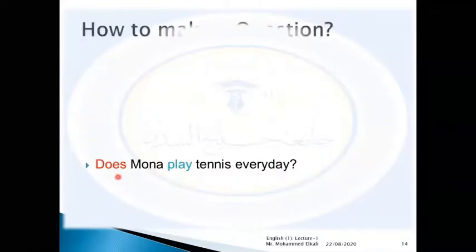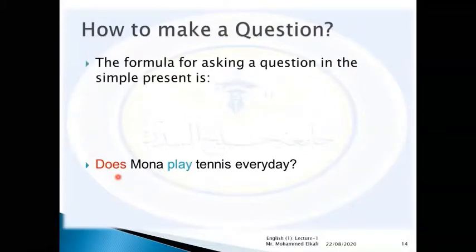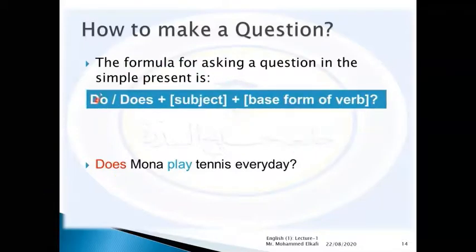Okay, so how to make a question? The formula for asking a question in English in the form of the present simple, or simple present, is using do or does. Do for I, you, we, they. When the subject is I, you, we, they, we use do. In case it was he, she, it, we should use does. So do you, for example, plus the base verb.